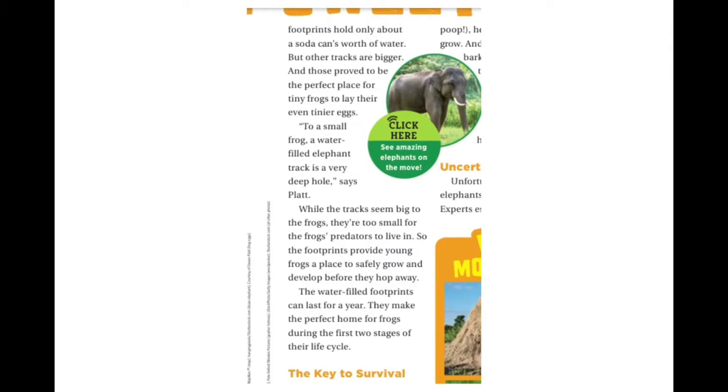To a small frog, a water-filled elephant track is a very deep hole, says Platt. While the tracks seem big to the frogs, they're too small for the frogs' predators to live in. So the footprints provide young frogs a place to safely grow and develop before they hop away. The water-filled footprints can last for a year. They make the perfect home for frogs during the first two stages of their life cycle.